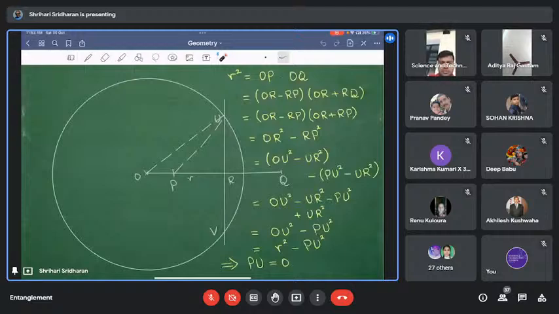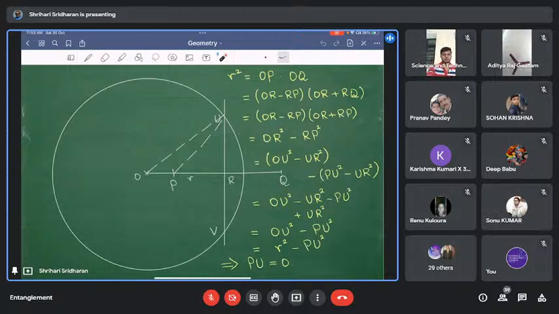My U is a point that lies on the circumference of the circle by construction, and therefore OU is equal to the radius of the circle, little r. So instead of OU, I write little r. OU squared is R squared, minus, I already have a minus PU squared over there.